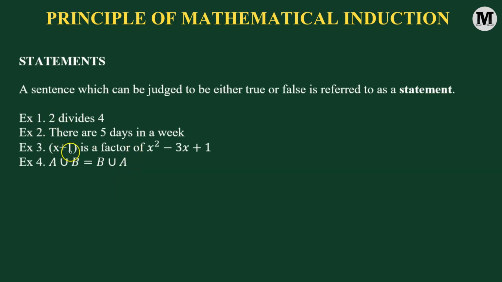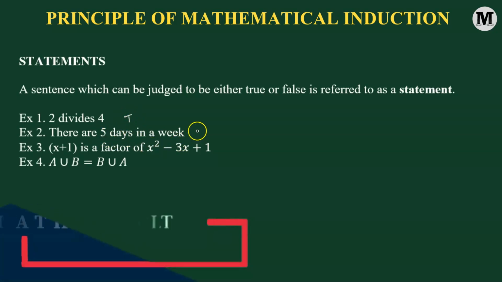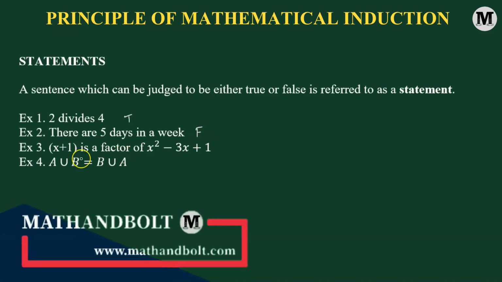Now, of these 4 statements, not all of them are correct. Some of them are true and some of them are false. So if we look at the first statement, 2 divides 4, we know this is a true statement. Then if we go to number 2, there are 5 days in a week. Of course, it's a false statement because there are 7 days.